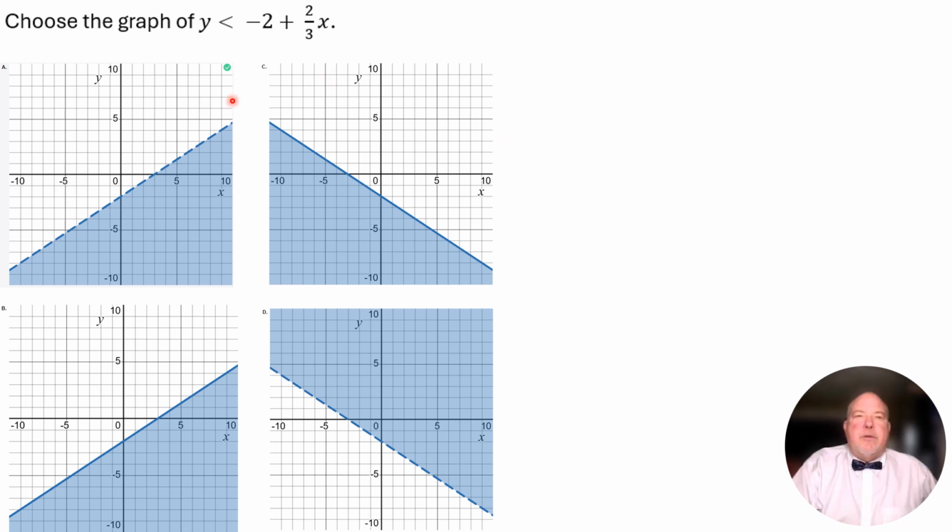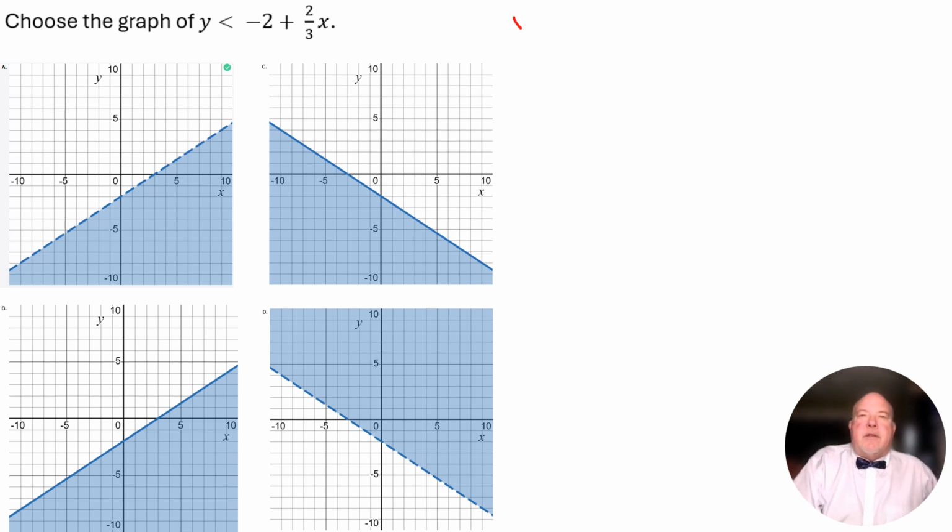We're asked to choose the graph of this inequality. And so the first thing I notice when I see this inequality is that it's linear, and I recognize that it's in slope-intercept form. So slope-intercept form, let's just write that down real quick.